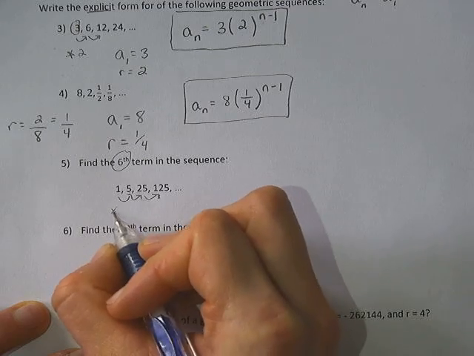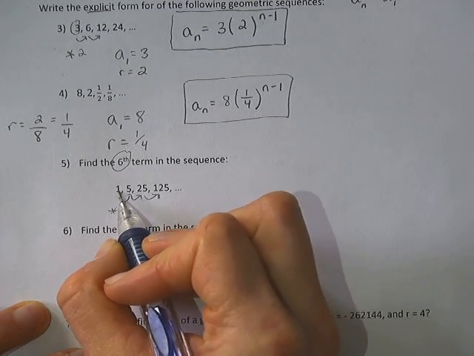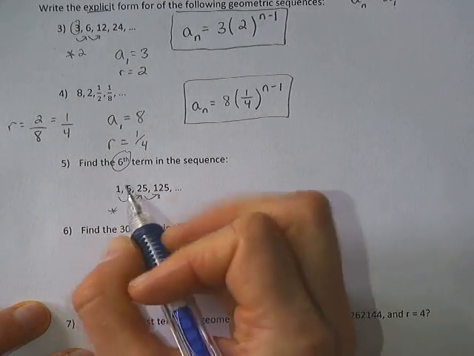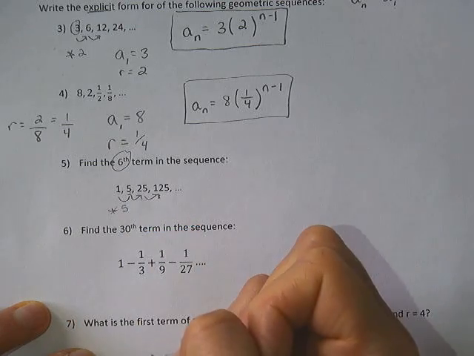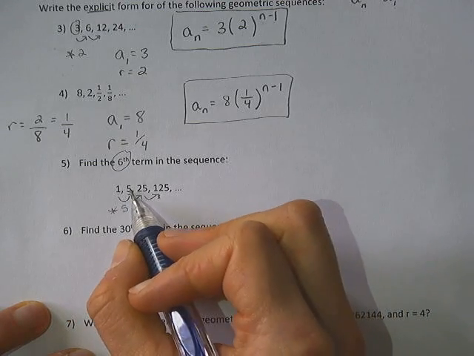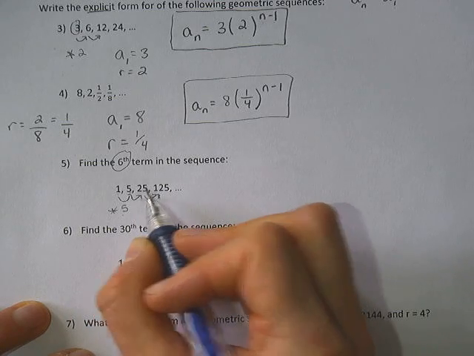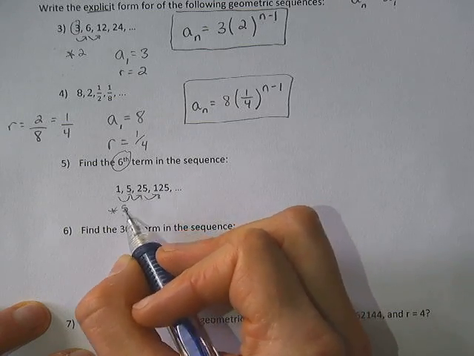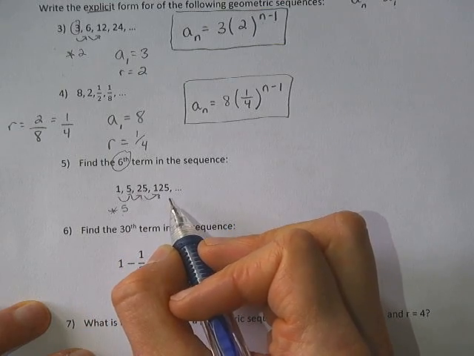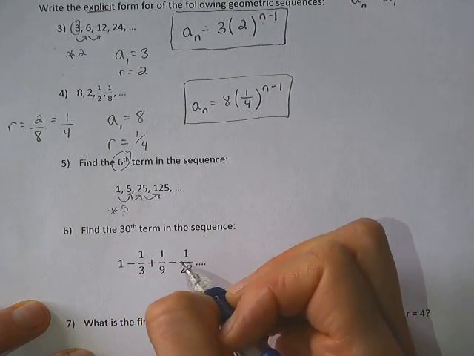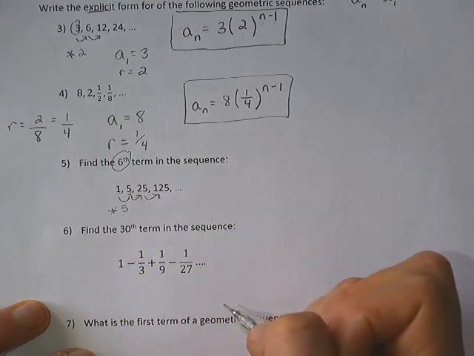Am I multiplying by some number? Well, what do I multiply 1 by to get 5? And so I'd have to multiply by 5. Okay, so then if I take 5 times 5 again, would I get 25? And then if I take 25 times 5, would I get 125? And the answer is yes, I would. So that means it's geometric.